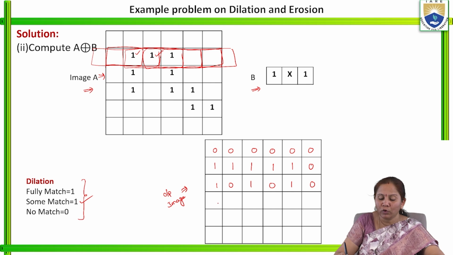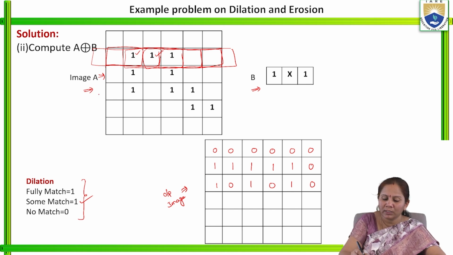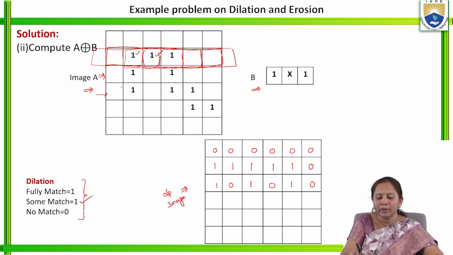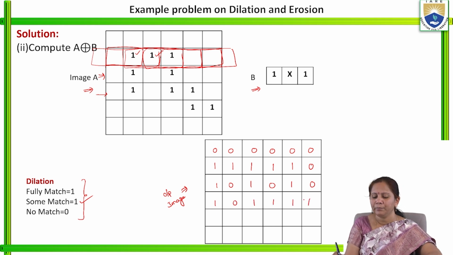So in the same way, this fourth row, 1, 2, 3, this is the fourth row. So if we apply, here there is 1 element that will be matched. So apply the rules by shifting the structuring element. If there is fully match, put it as 1. Partial match also 1. If there is no match, put it as 0. So the elements of this row will become 1, 0, 1, 1, 1, 1.